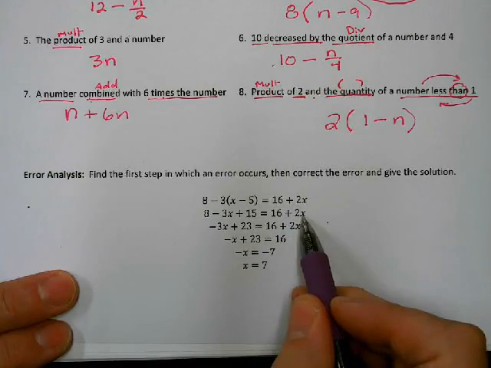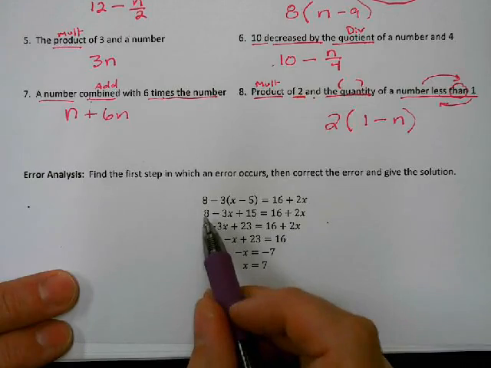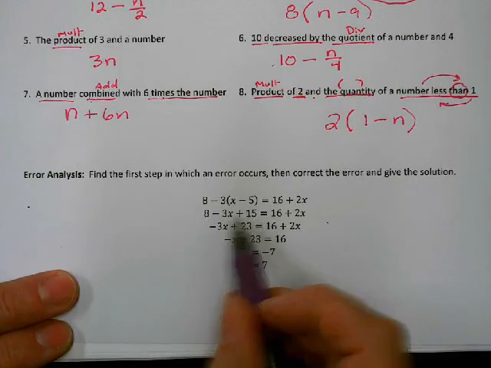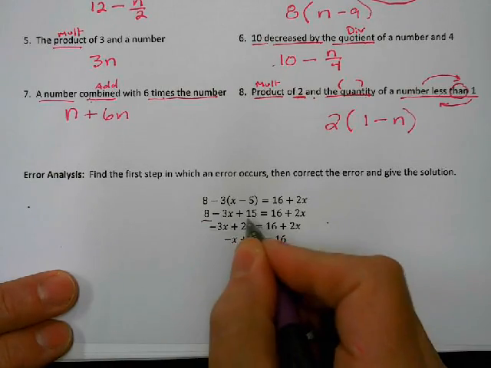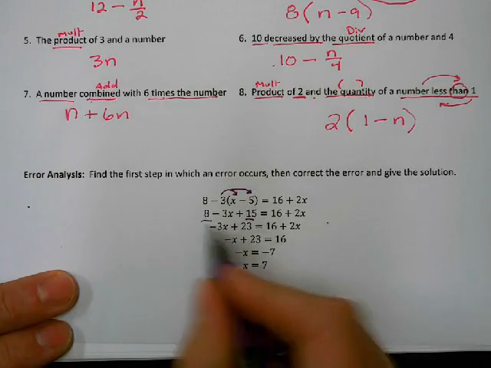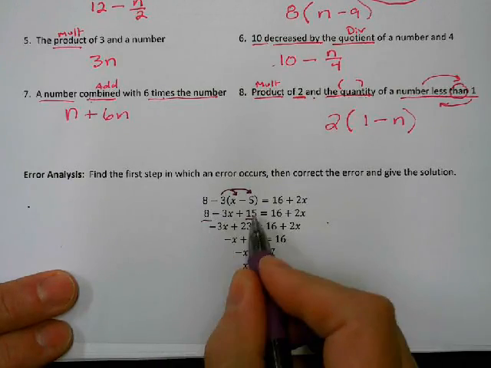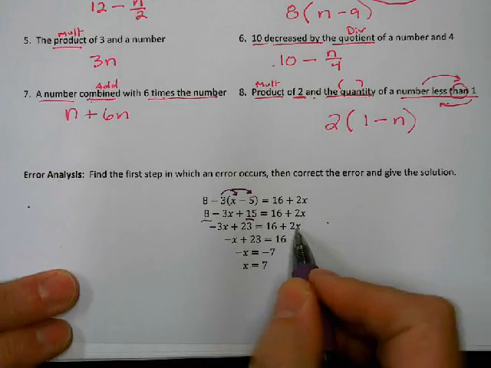The next step would be to combine like terms. I do have like terms here. 8 and 15, when I combine them, I do get 23. So -3x, that's fine. 8 and 15 is 23, that's fine. And then 16 plus 2x, everything's looking great. We're still good.